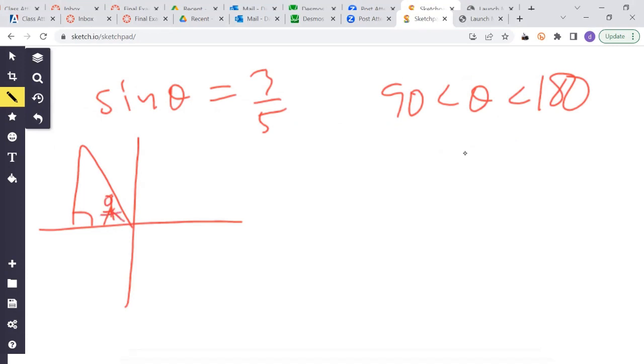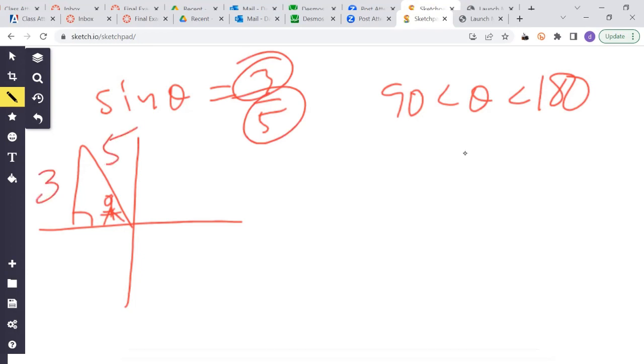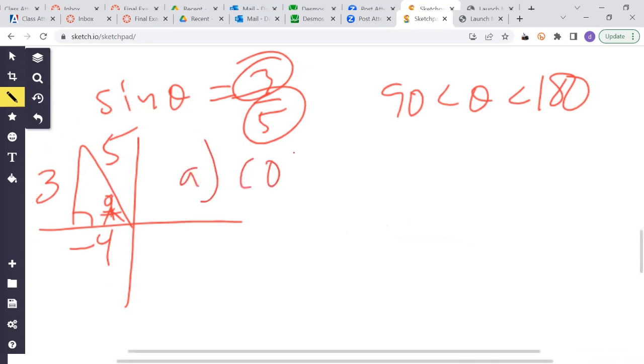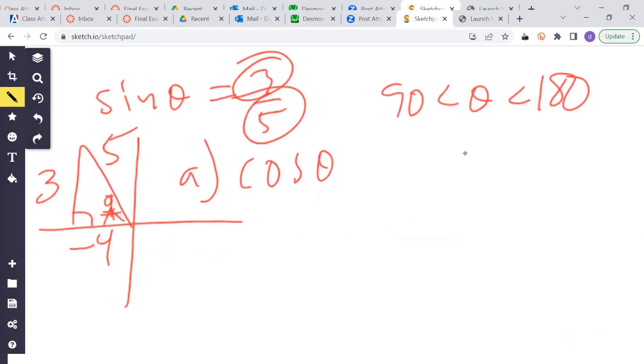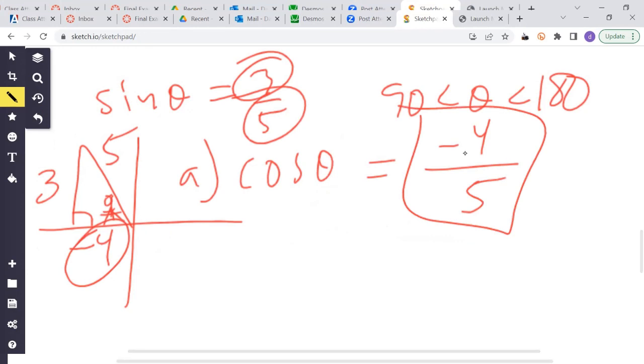And then we have sine, which is opposite over hypotenuse. And Pythagorean theorem gives you -4, the negative because you go to the left. So the picture is ready. Now let's do part A. Part A says cosine of theta. Theta is represented by the person, and cosine is adjacent over hypotenuse. Done, done, done. Final answer.